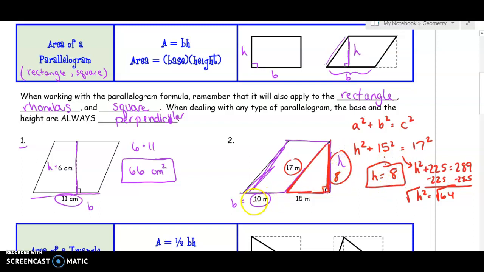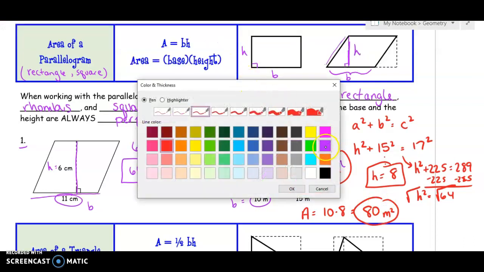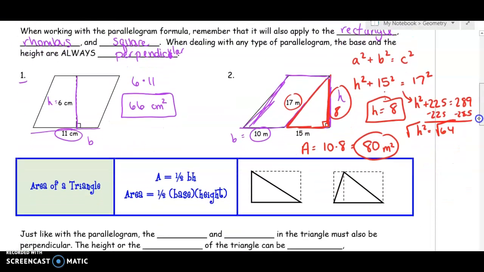We know that our base is 10, and now we can finally get to the area. The area is base times height. 10 times 8, you're going to get 80 square meters. Don't forget to square your units. All right, let's go down here.